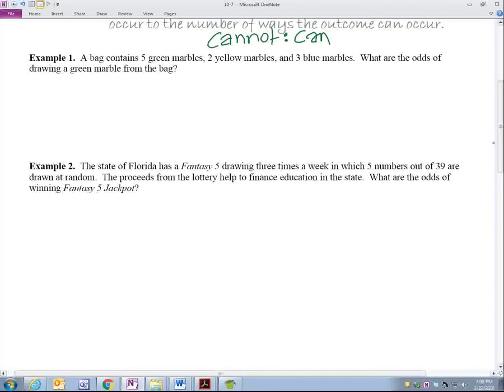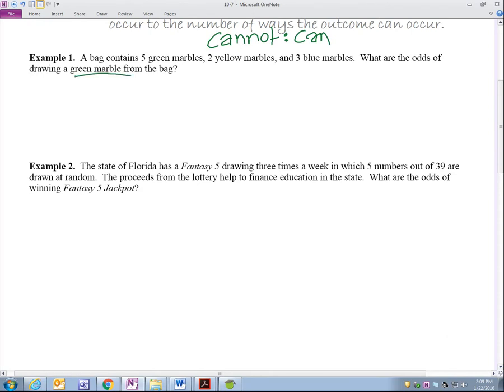So we have an example. We have more bags of marbles. Where are these things coming from? The bag contains 5 green marbles, 2 yellow marbles, and 3 blue marbles. What are the odds of drawing a green marble from the bag?